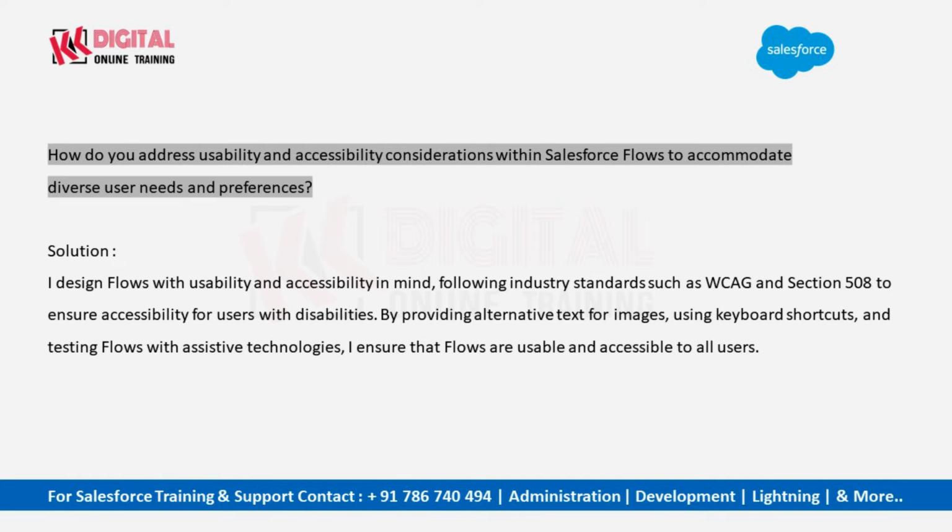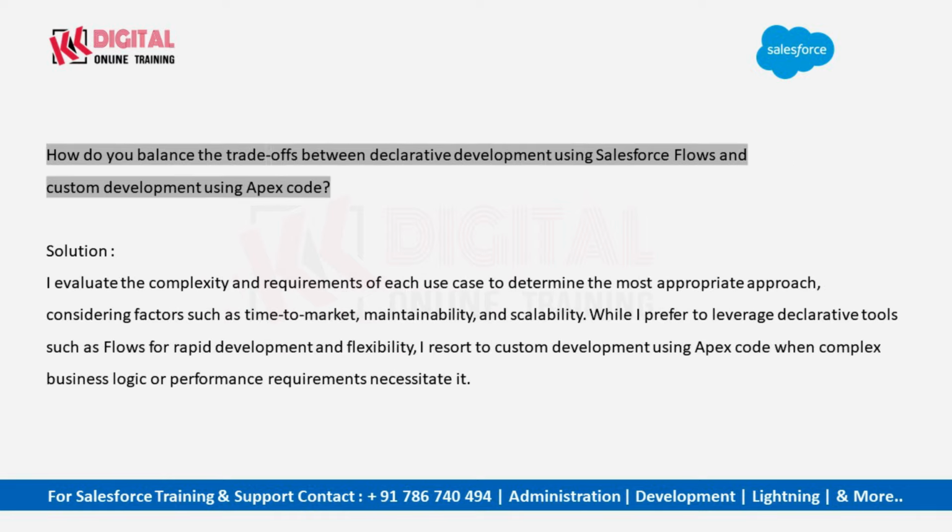Solution: I design flows with usability and accessibility in mind, following industry standards such as WCAG and Section 508 to ensure accessibility for users with disabilities. By providing alternative text for images, using keyboard shortcuts, and testing flows with assistive technologies, I ensure that flows are usable and accessible to all users. How do you balance the trade-offs between declarative development using Salesforce flows and custom development using Apex code?